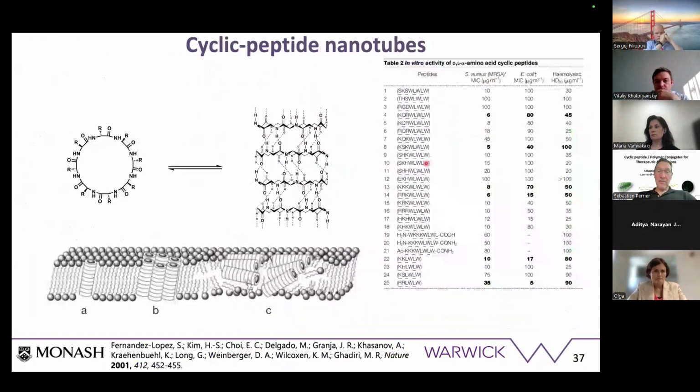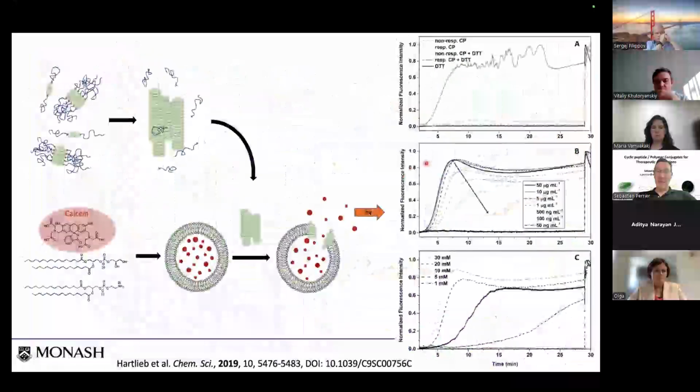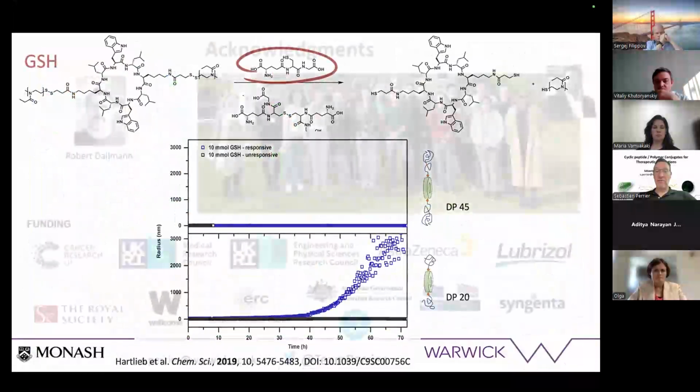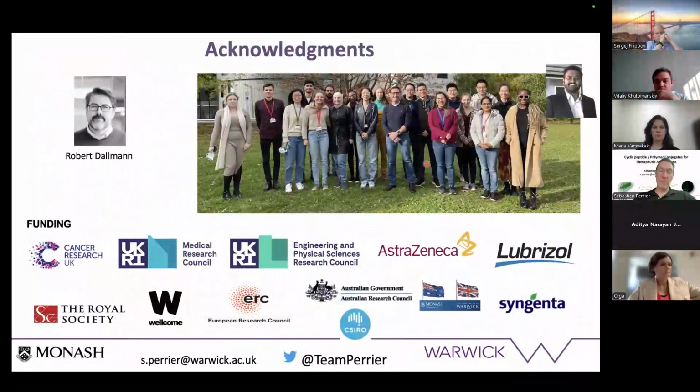I think in the interest of time, I'm just going to pass on this. I wanted to show you some applications in terms of the peptide itself as the drug, but I think I'm going to conclude here to have some time for questions maybe.